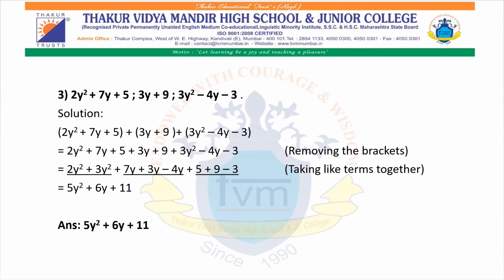After writing the like terms together, the answer we are getting is, 2 plus 3 is 5y square. 7 plus 3 is 10. 10 minus 4 is 6. So plus 6y. The next is 5 plus 9 minus 3. We will get plus 11. So the answer is 5y square plus 6y plus 11.